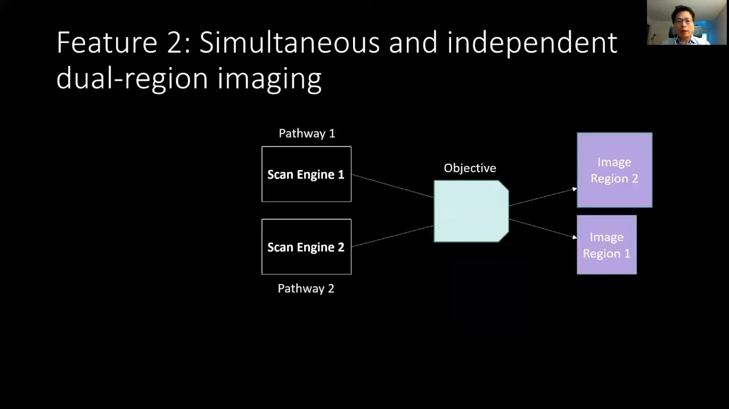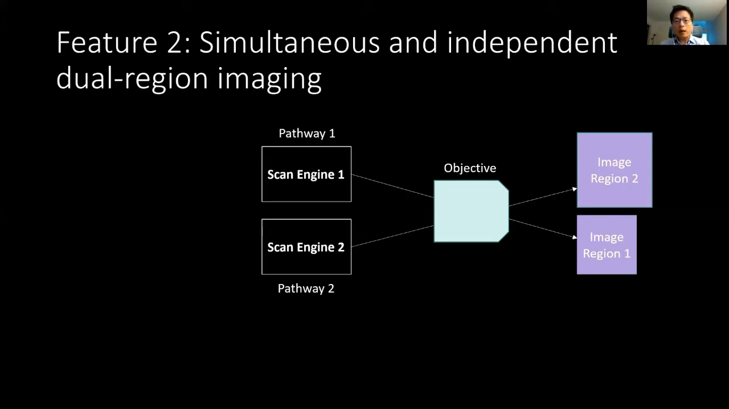So to perform simultaneous dual region imaging, we set up two sets of scanning engines to access two areas simultaneously, and each pathway of the scan engine can arbitrarily position the imaging location within the full field of view and scan with parameters that are completely independent from the other pathway.